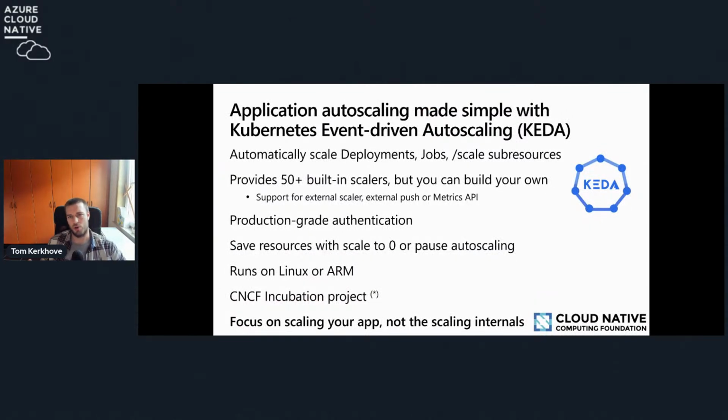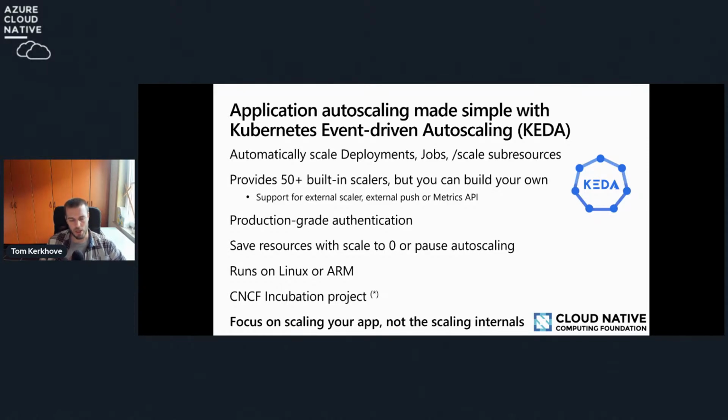We want you to automatically scale your deployments, jobs, practically anything. You can even create your own custom resources and implement the /scale subresource, and we can scale them for you as well. The idea is that you can use one or more scalers from our catalog, and you just define when you want to scale and how much you want to scale. That catalog has grown to more than 50 scalers. If we don't have what you need, you can also build your own through our external scaler, external push, or metrics adapter scaler, so we're also extensible.